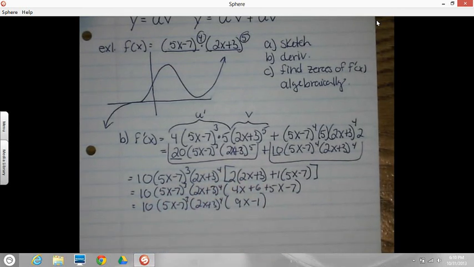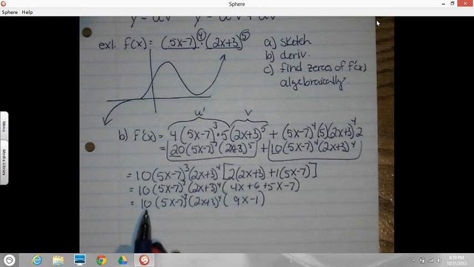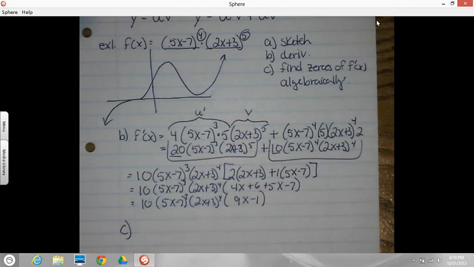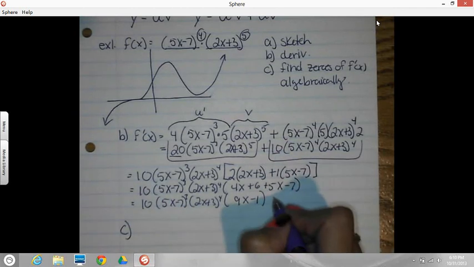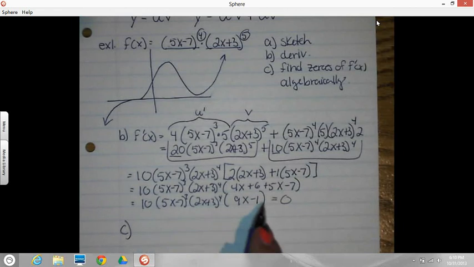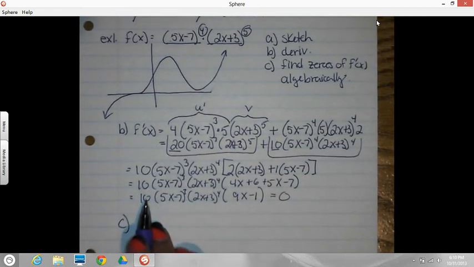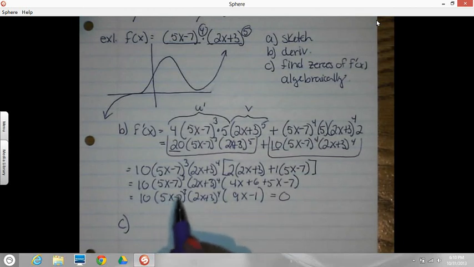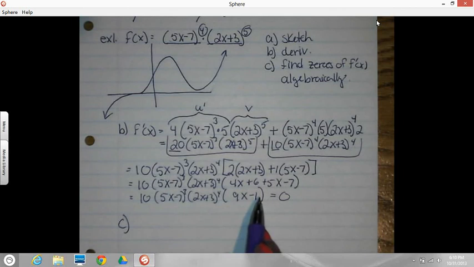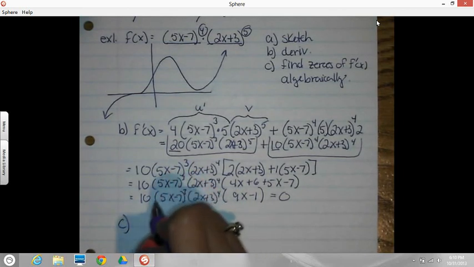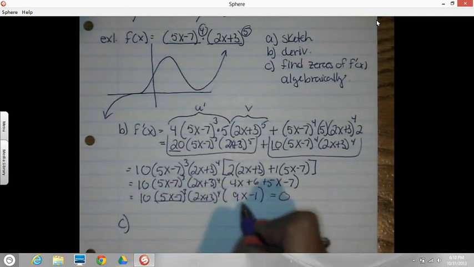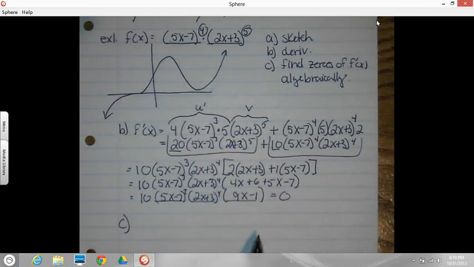Okay, what I want to do is find the zeros of this function for part C. And I want to do that algebraically. Well, to set that equal to 0 and solve, because it's in factored form, it's very easy. So I've got 10 times this quantity times this. If any one of these quantities equals 0, the whole function equals 0. So that means I want to know what's going to make each one of these equal 0 separately. So I'm going to have 3 spots where this graph actually crosses the x-axis.